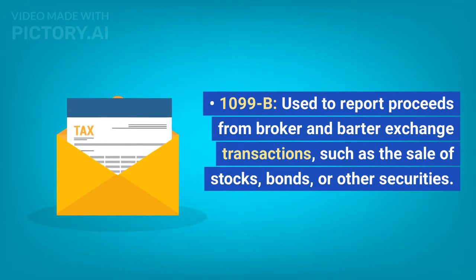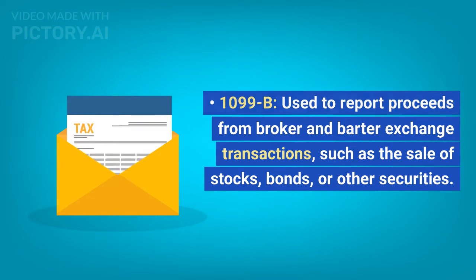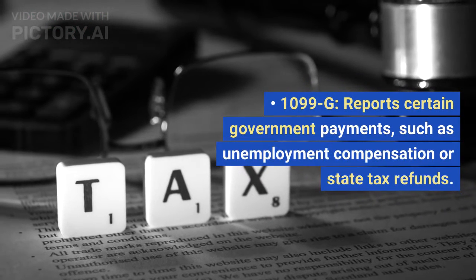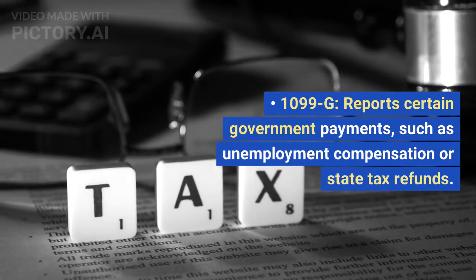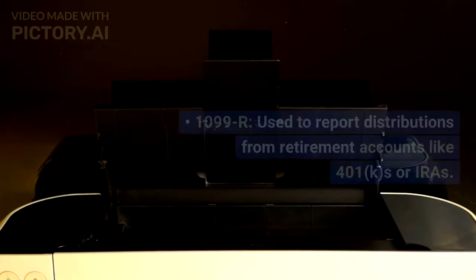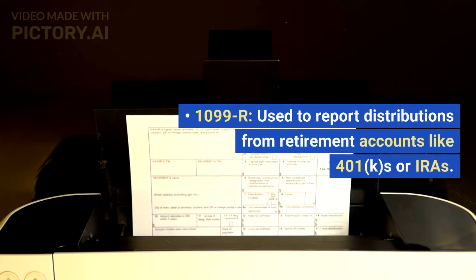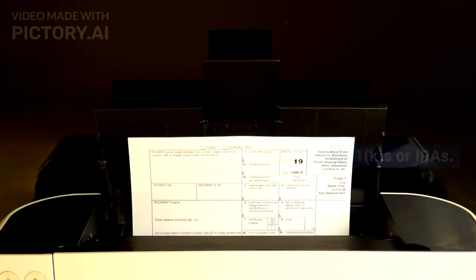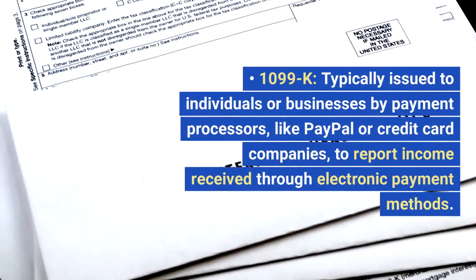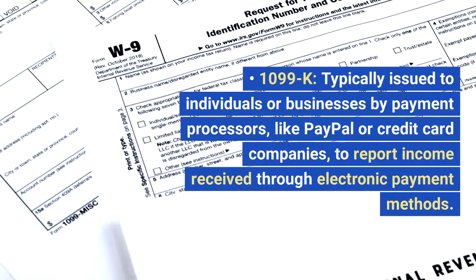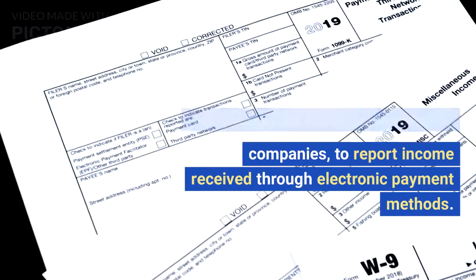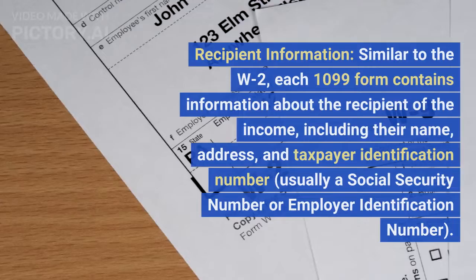1099-B, used to report proceeds from broker and barter exchange transactions, such as the sale of stocks, bonds, or other securities. 1099-G, reports certain government payments, such as unemployment compensation or state tax refunds. 1099-R, used to report distributions from retirement accounts like 401(k)s or IRAs. 1099-K, typically issued to individuals or businesses by payment processors, like PayPal or credit card companies, to report income received through electronic payment methods.